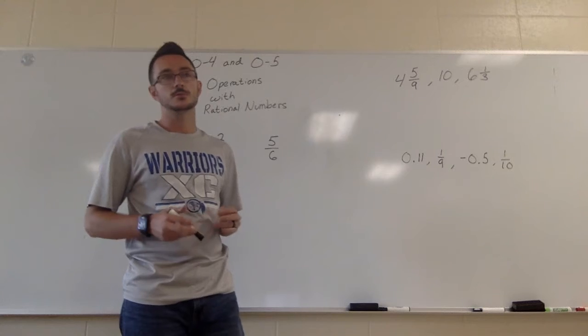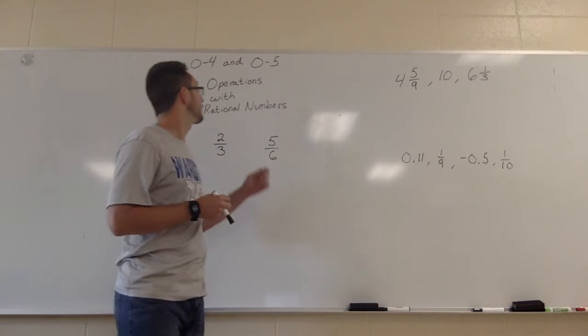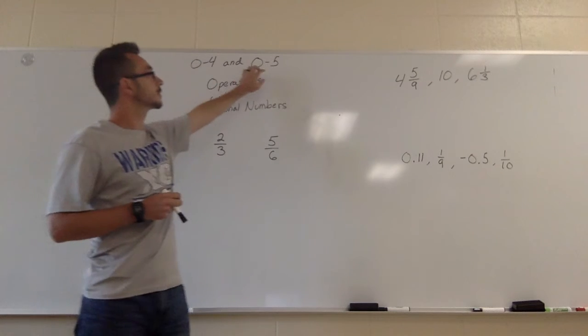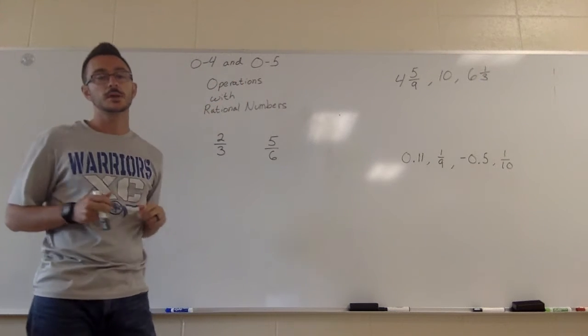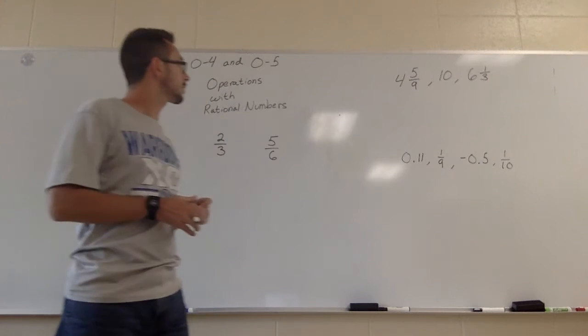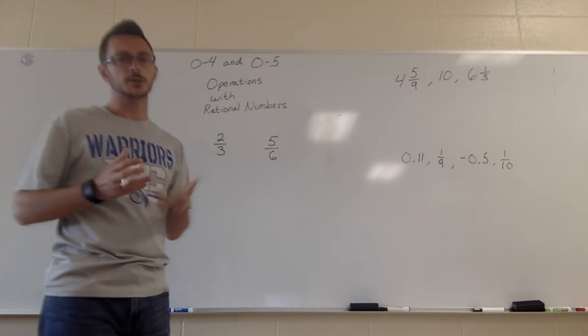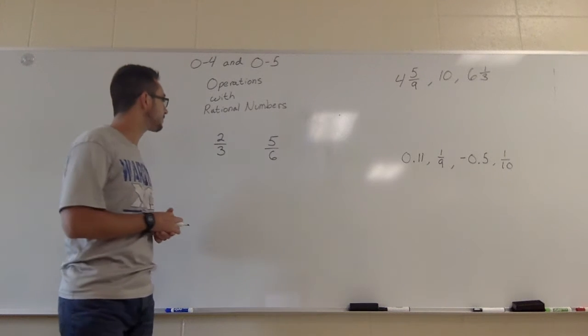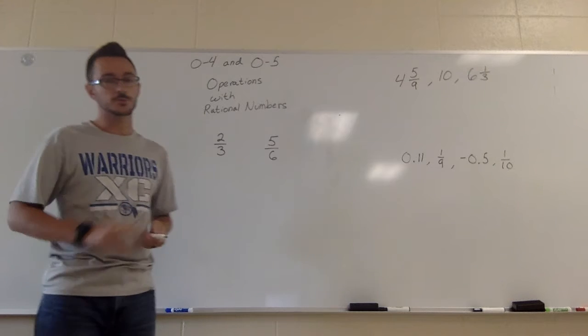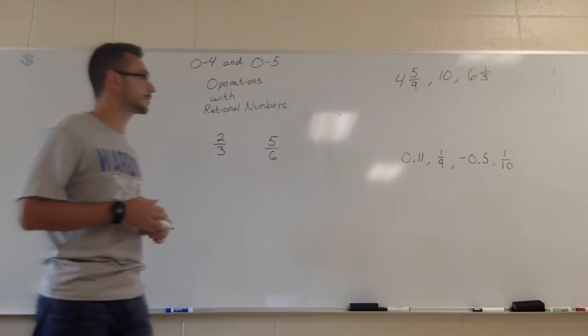Let's start talking about operations with rational numbers for this one. This would be sections 04 and 05 for our Algebra 1 students. So we have a couple different things already laid out up here, but we'll talk about them in a few different ways. Most of these examples are pulled from the Algebra 1 book that we use, but I'll talk about them too.